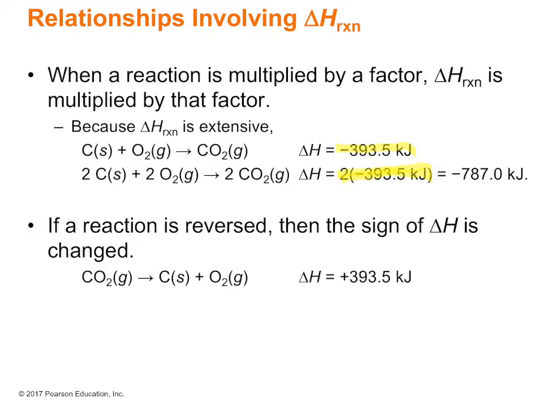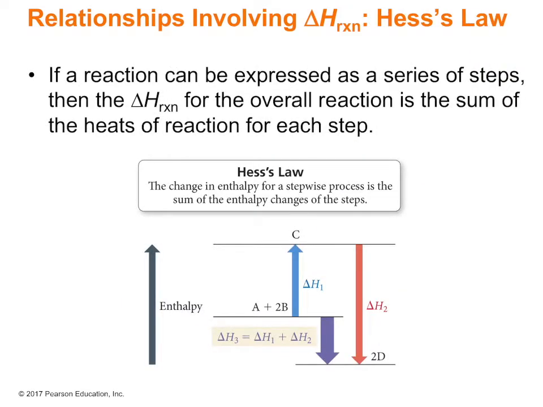If a reaction is reversed, the sign of delta H is changed. That makes sense because this one is going from a higher internal energy to a lower internal energy, so it's releasing heat. But here we're going from a lower to a higher, so it's gaining heat, so you're going to change the sign.